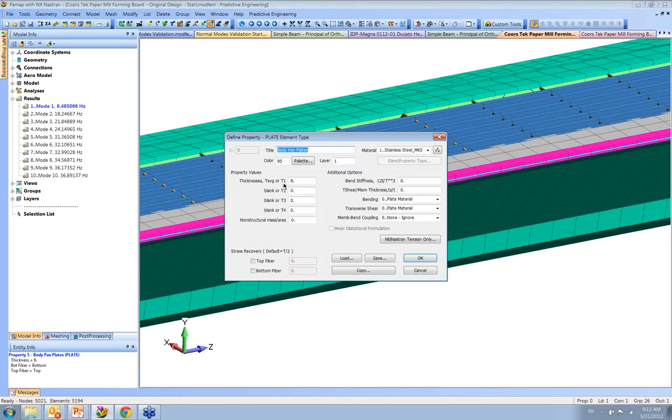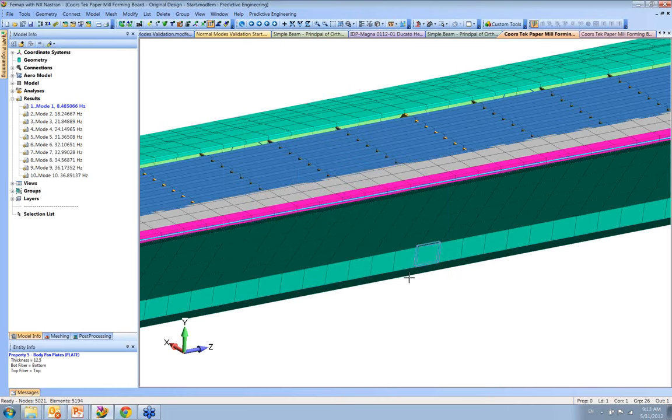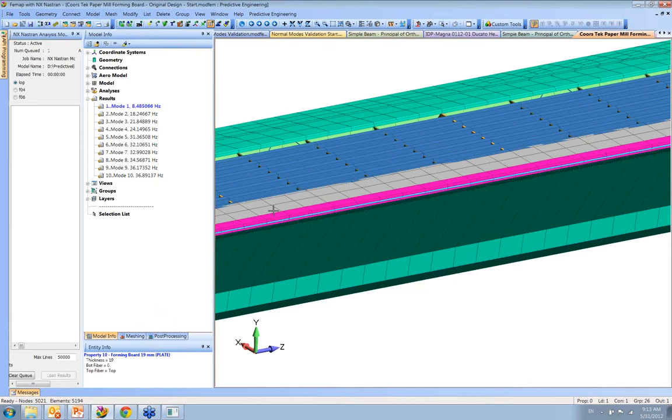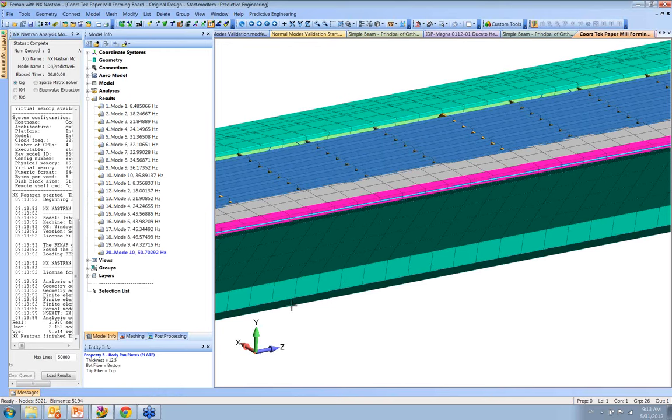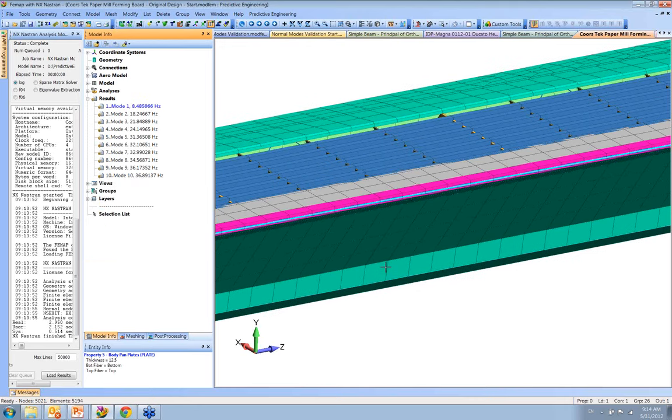Edit. You know, that's 8 mil. So let's make it half an inch, 12.5. Body plate right there. So let's just rerun. This is a real model. You see, 5,000 nodes. Crazy. There, the new mode, 8.3. It went down. Oh, that was great. That was useful. I'm going to undo.